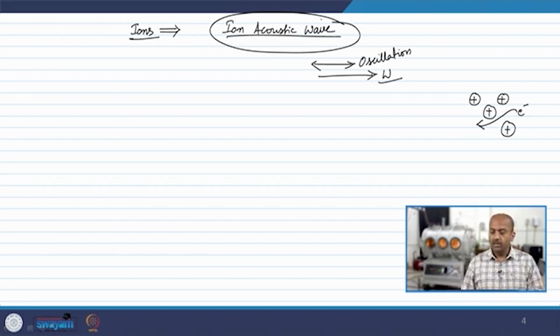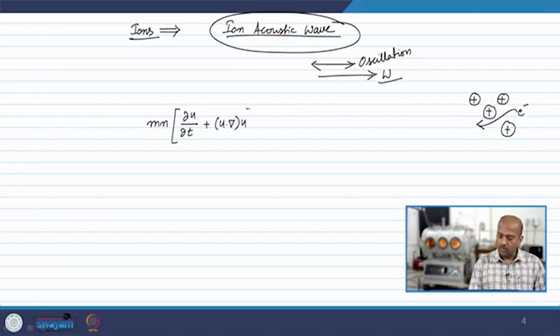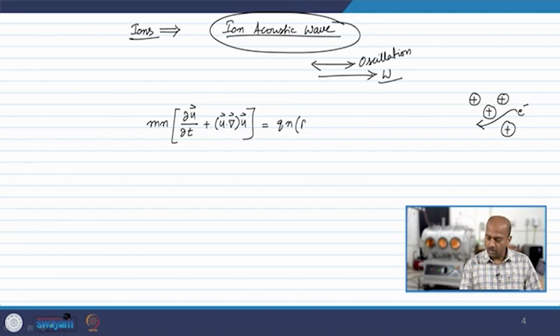Now, let us start with the basic governing equation that we are familiar with, which is Mn (∂u/∂t + u·∇u) = qn (E + u × B) − ∇p − mn (u − u0)/τ.